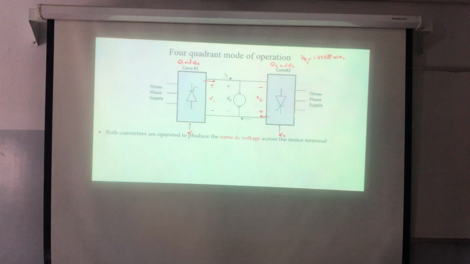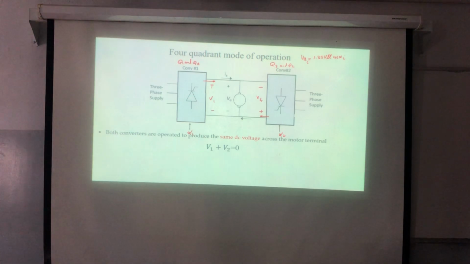So simply, in order to prevent short circuit or circulating current, I must obey V1 plus V2 is equal to 0. So I must find a relation between alpha 1 and alpha 2. Now let's see, V1 is equal to what? Who can give me V1?